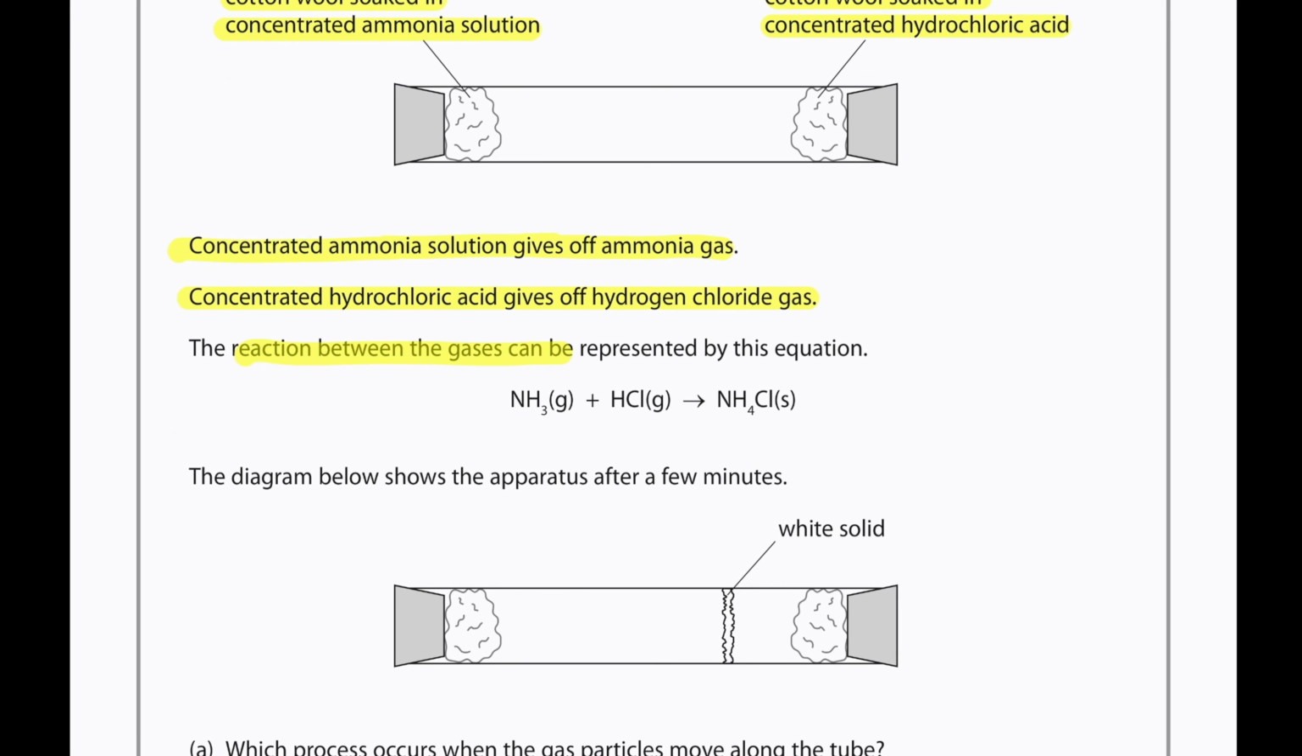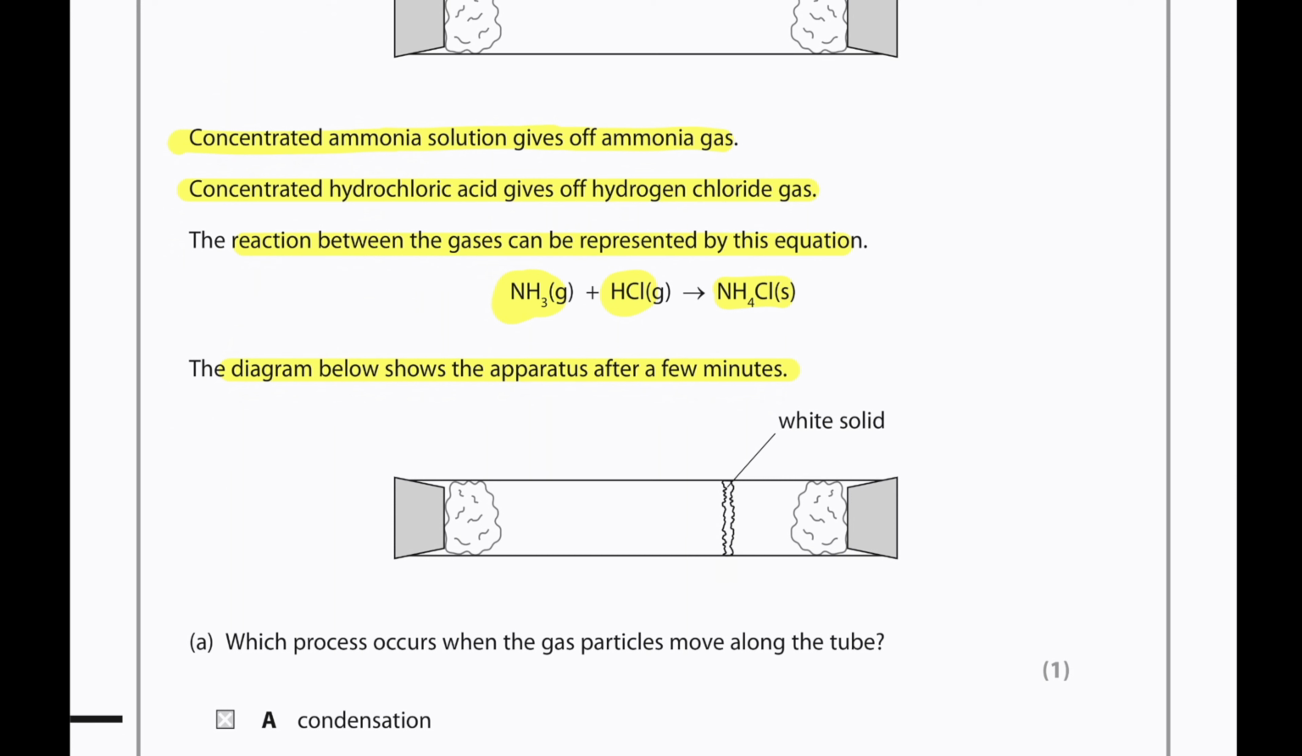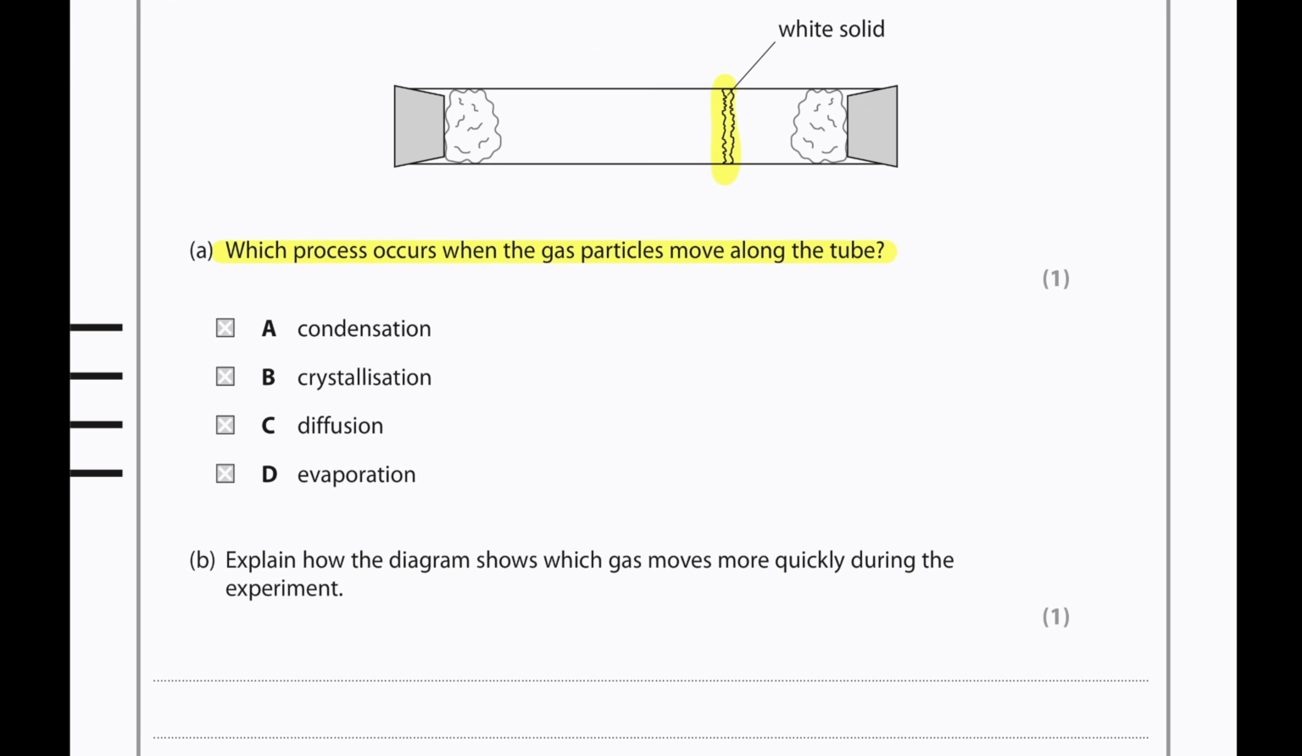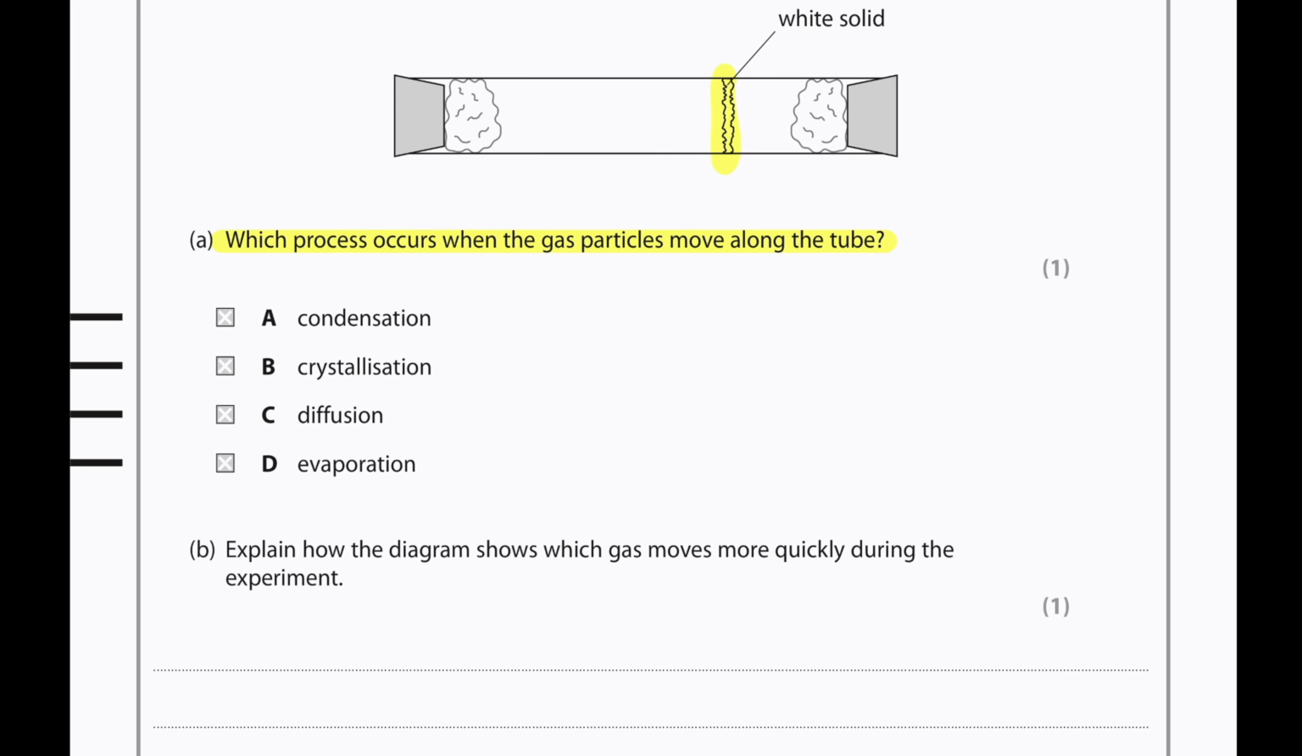The reaction between gases can be represented by this equation: ammonia gas reacting with hydrogen chloride gas to produce ammonium chloride solid. The diagram below shows the apparatus after a few minutes. We can see a white solid is produced, which is closer to the HCl gas, hydrochloric acid. Which process occurs when the gas particles move along the tube? The gas particles move along the tube due to diffusion.